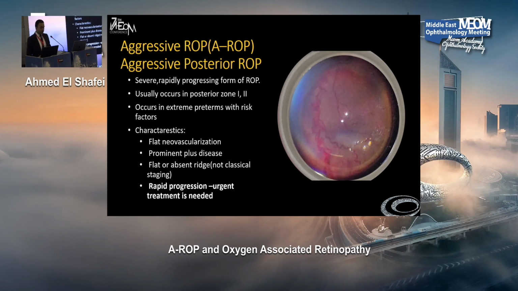So going to the aggressive ROP, previously known as the aggressive posterior ROP, a severe, rapidly progressive form usually occurs in posterior zone 1 and 2, and occurs in extreme preterm infants with risk factors. Characteristics: flat, prominent plus disease, flat or absent ridge, as mentioned by Dr. Singo. Rapid progression, and urgent treatment is needed as it does not follow the usual staging of the disease.